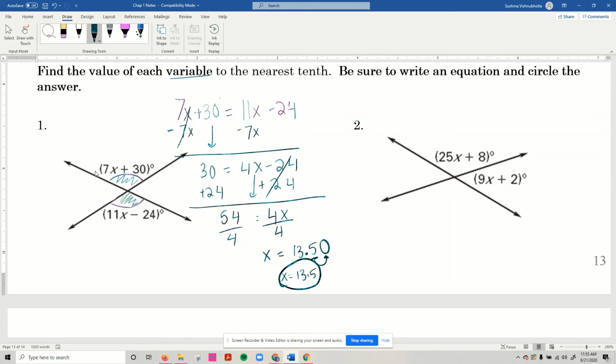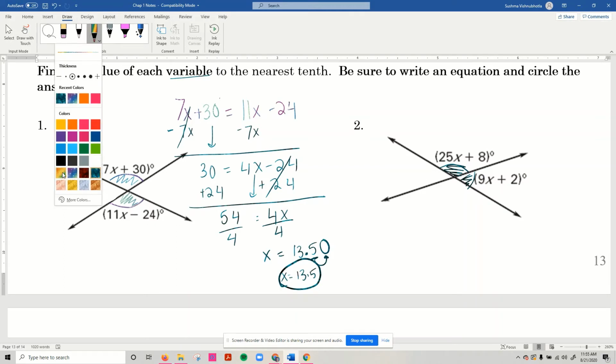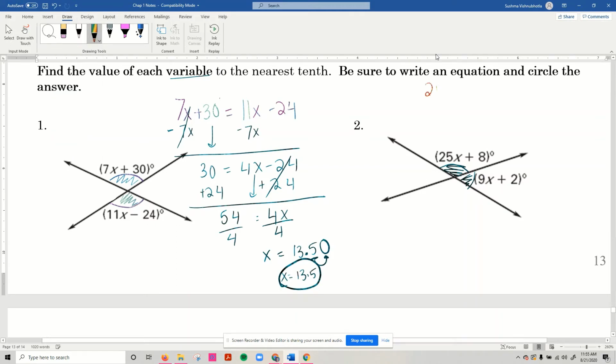Here, these angles, 25 plus 8 and 9x plus 2, are a linear pair. So they would not be equal to each other. And linear pairs are on a straight line. So we know angles on a straight line are 180. In this case, if you have two angles on a straight line, that means they add up to 180 degrees.